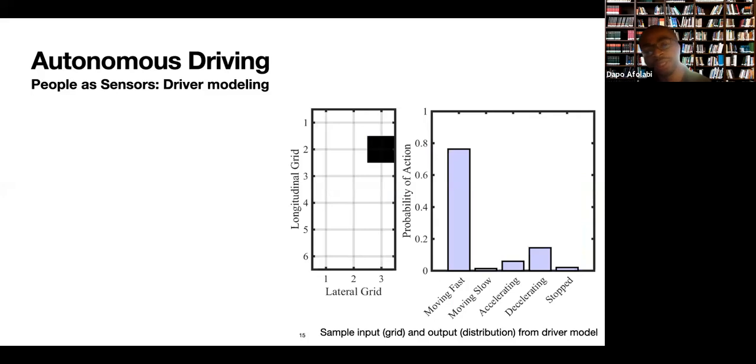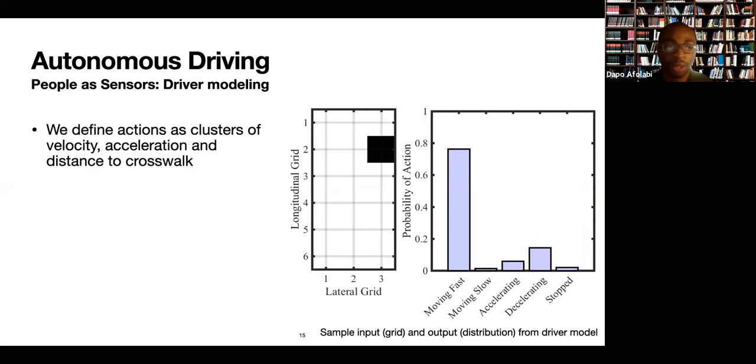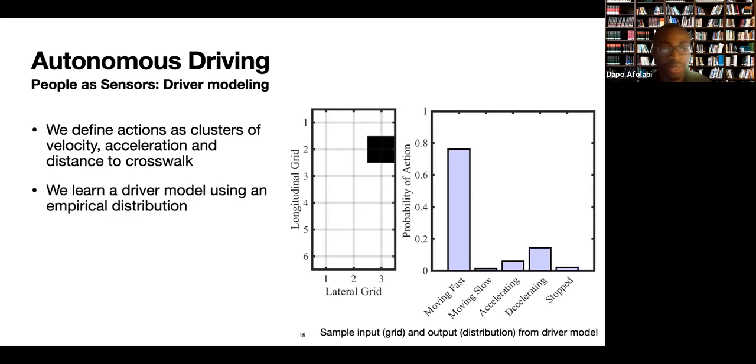And now we want to take advantage of this and learn a driver model. I put an image here that I will come back to, but it's just a primer for what's going on. First we define these variables that we've collected: velocity, acceleration, and distance to crosswalk, and we cluster them in space. We define these clusters as our set of actions. Intuitively you can think of them as, when we look at these clusters, we might see something like moving fast toward the crosswalk, moving slow, accelerating, decelerating, stop, things like that. And then given this, we also have the occupancy that we recorded.